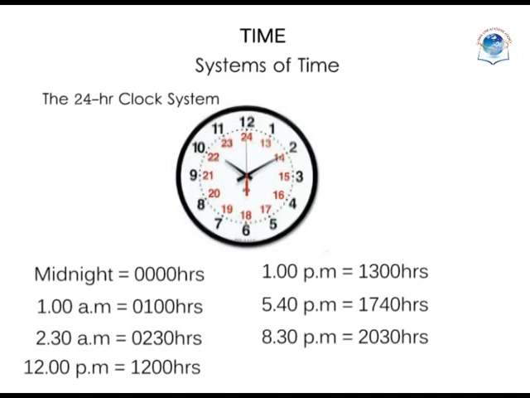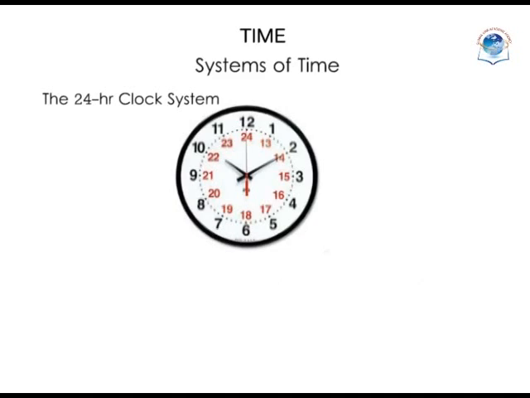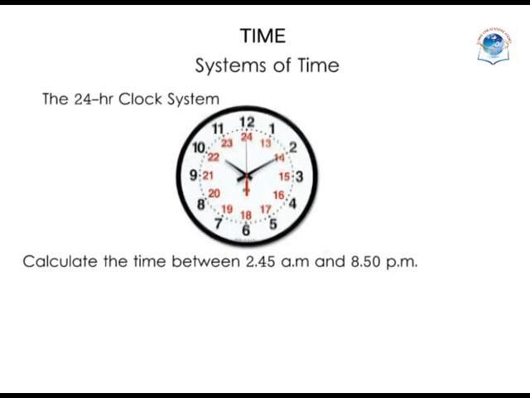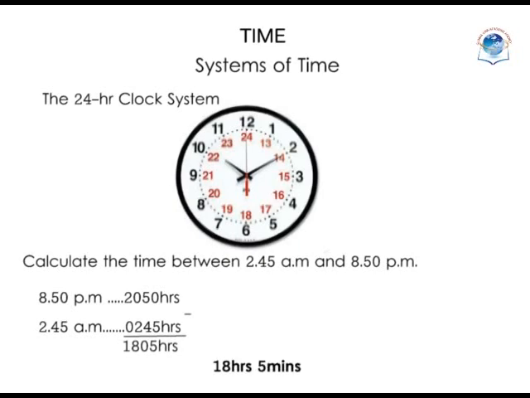When adding or subtracting time, it is easier to first convert the time into the 24-hour system. For example, calculate the time between 2:45 AM and 8:50 PM. 8:50 PM will be 850 plus 1200 hours, which gives us 2050 hours. 2:45 AM is simply 0245 hours. The difference, 2050 minus 0245.